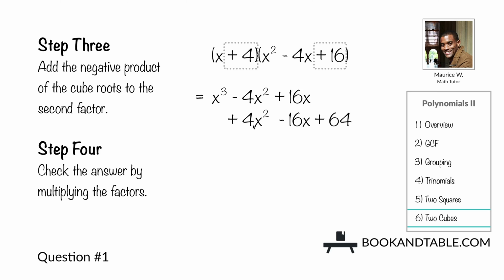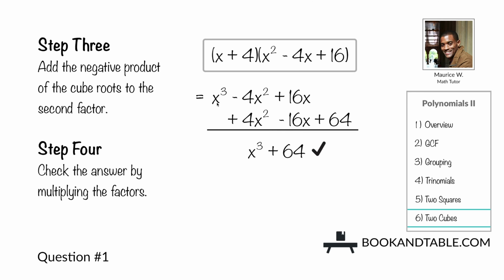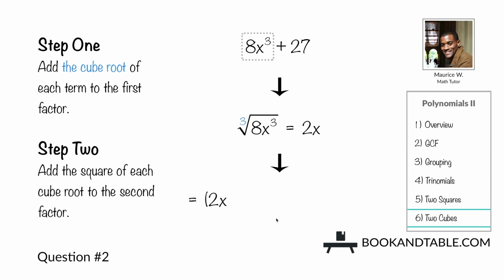Negative 4x squared and positive 4x squared cancel each other out. Positive 16x and negative 16x cancel each other out, leaving us with x cubed plus 64, our original polynomial, thus confirming that once we factor x cubed plus 64, we will get x plus 4 times x squared minus 4x plus 16. So that is the answer to question number 1. Let's now have a look at question number 2.